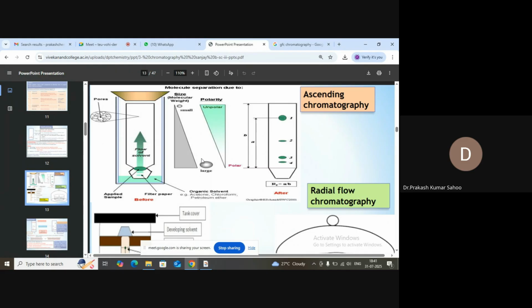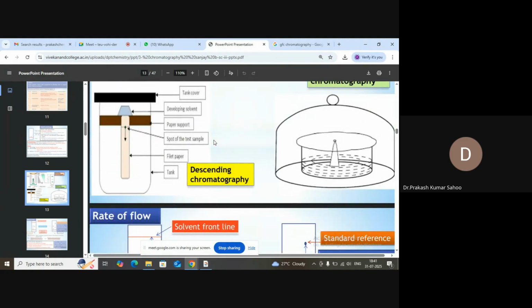Another thing to see here is size exclusion chromatography, where small size particles are separated first, whereas the large size particles are separated at the end. This also depends on the polarity. This is the polar end, and this is the unpolar or non-polar end. These things we will discuss in the size exclusion chromatography chapter.